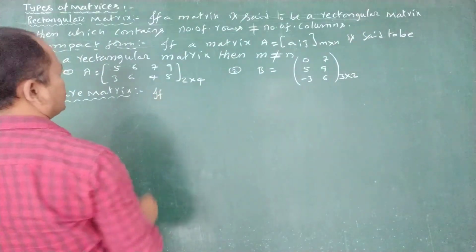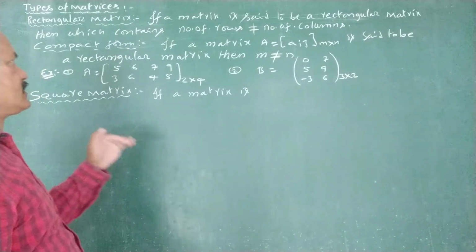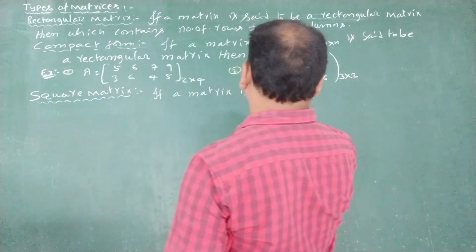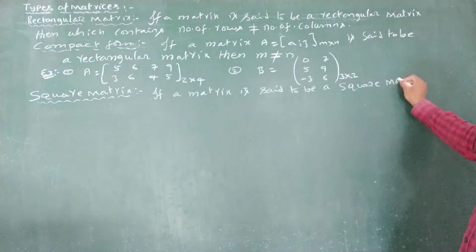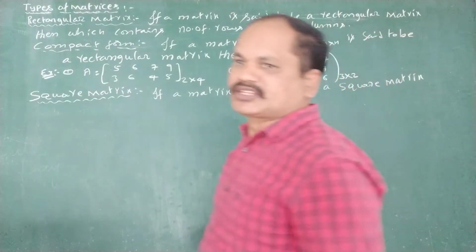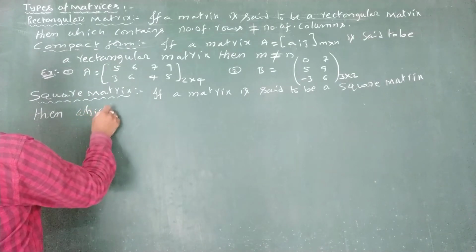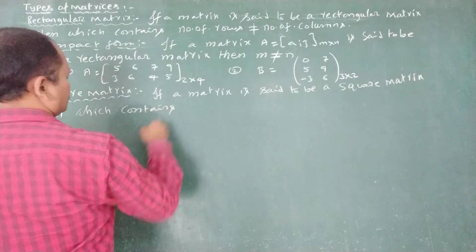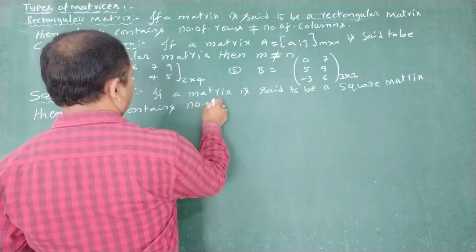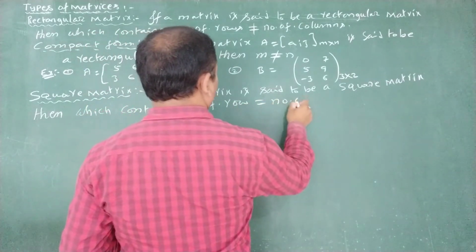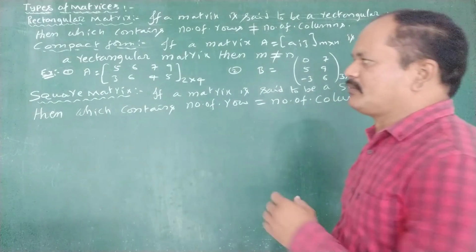So, the definition of a square matrix: if a matrix is said to be a square matrix, then it contains the number of rows equal to the number of columns.